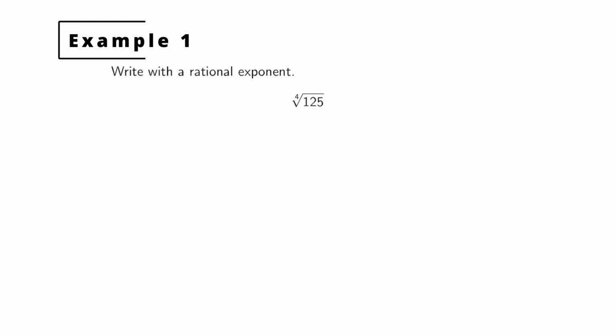Example 1. We want to rewrite this radical expression as a rational exponent. The only trick here is that I can write the fourth root of 125 as 125 to the 1 over 4 power. Now, we're not quite done yet. 125 is, of course, 5 cubed. So I could write this instead as 5 cubed to the 1/4 power.